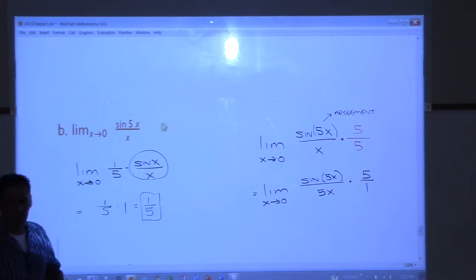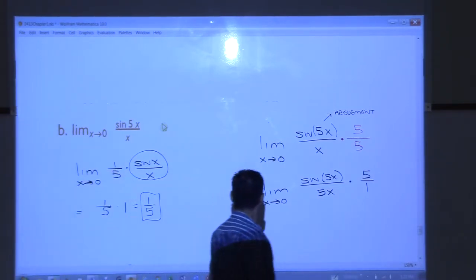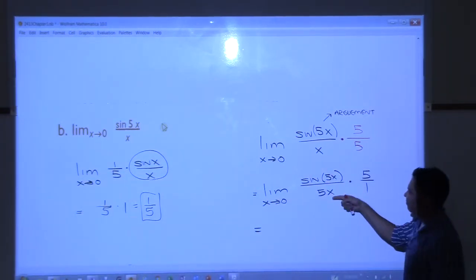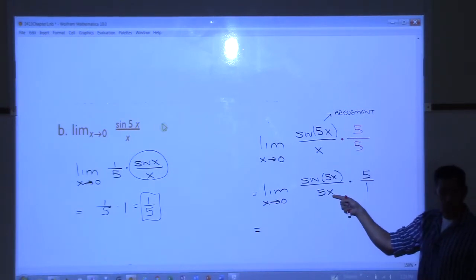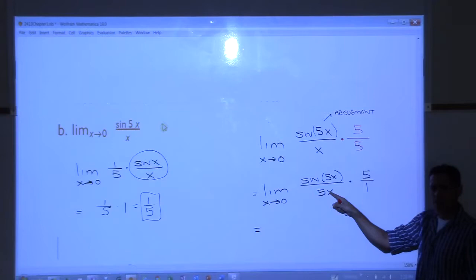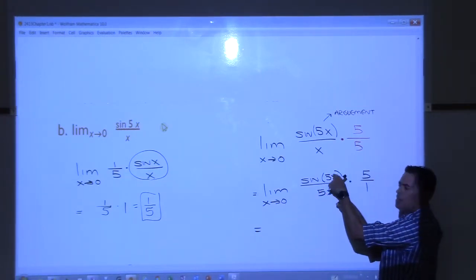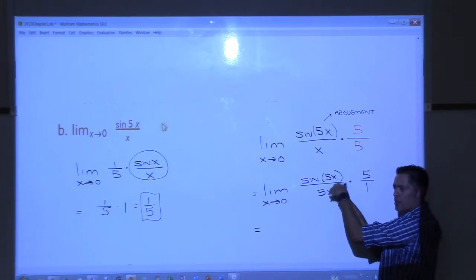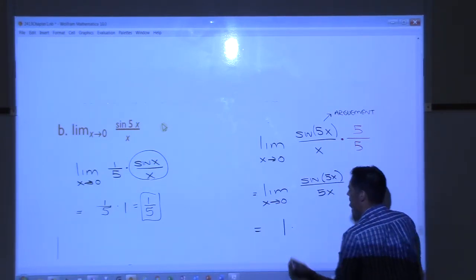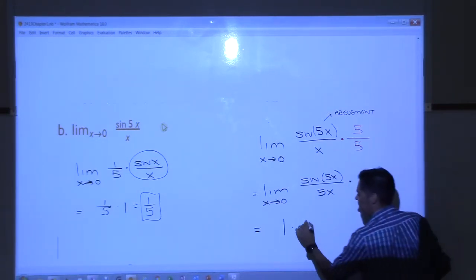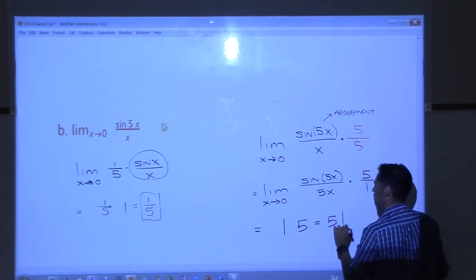So what happens now? Sine 5x over 5x should equal 1. That should go to 1, right? Sine of junk over junk. The junk is going to 0, right? Because as x goes to 0, 5 times 0 is still 0. So we get sine of junk over junk. The junk goes to 0, so you get 1 there. And then you still have out here 5, so your answer is 5.